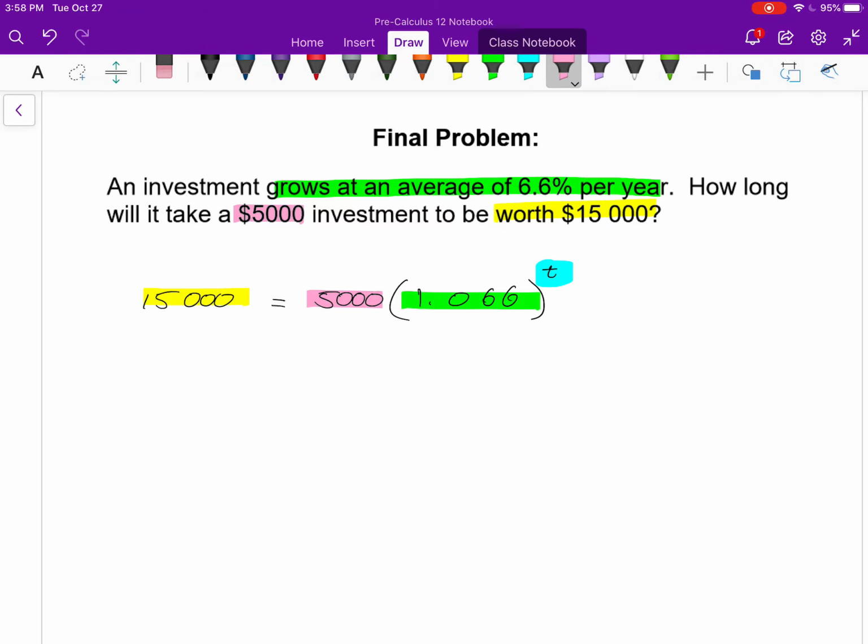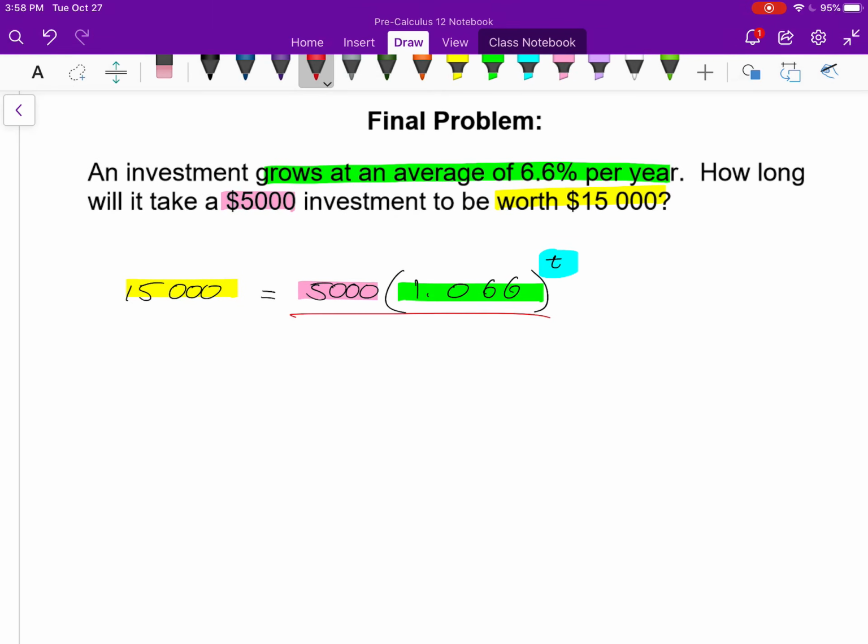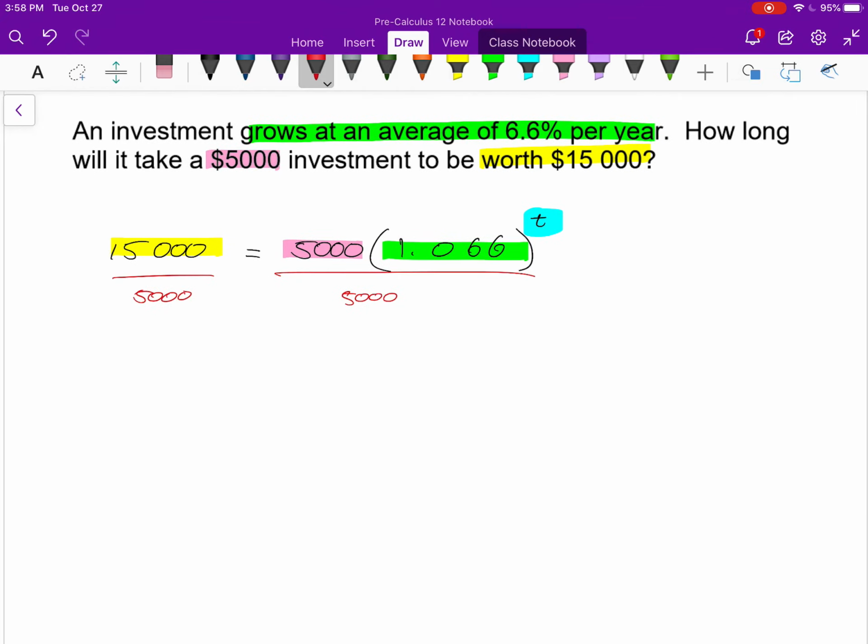But really now, how do we solve this without graphing? Well, first let's divide both sides by 5,000. Because really what I'm asking you is to figure out how long does it take for this investment to triple? 5,000 to 15,000 is 3 times more, and that's what we see right here. 3 equals 1.066 to the power of t.